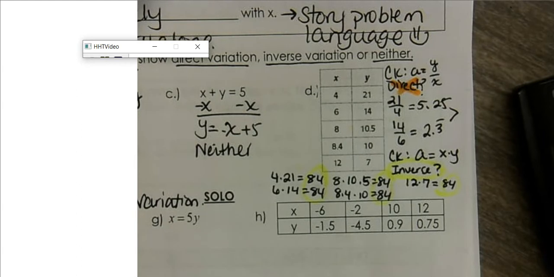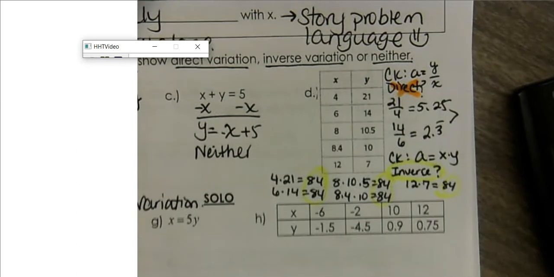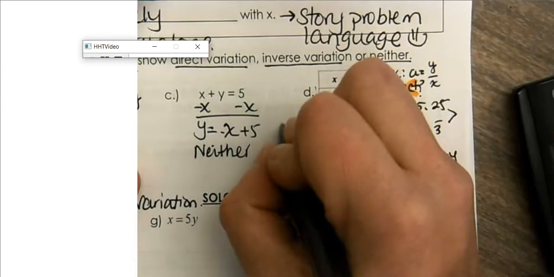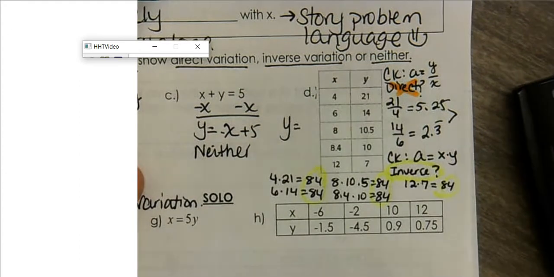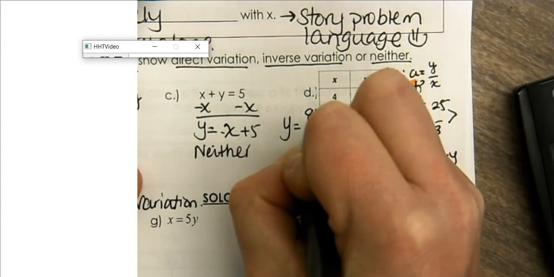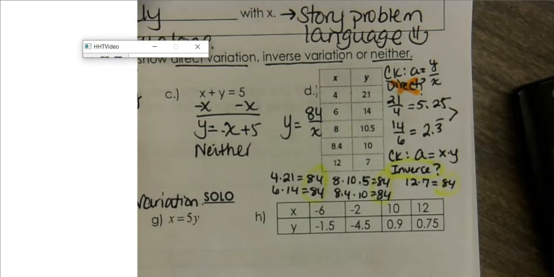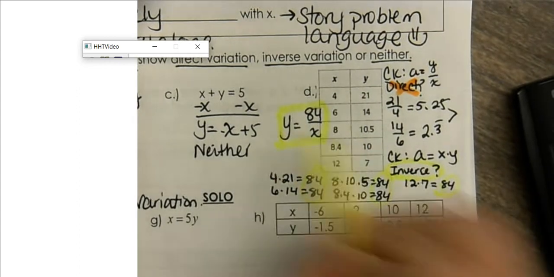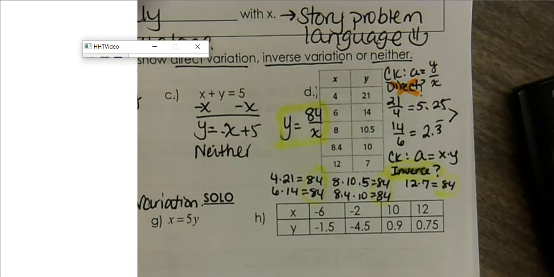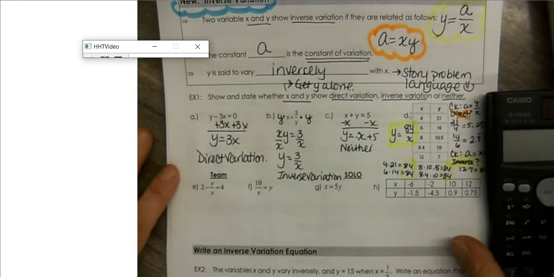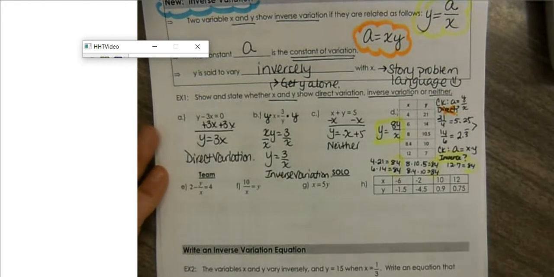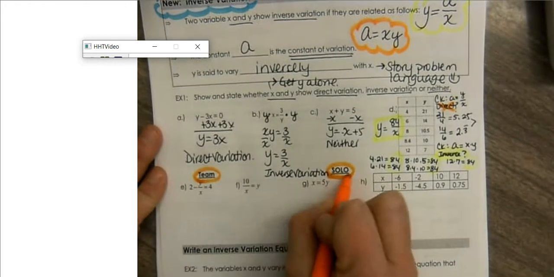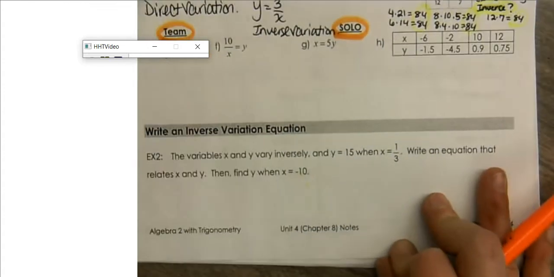So if this problem had asked you to write the equation for inverse variation, we would write it as y equals 84 divided by x. And that would be our answer. And yes, this is going to be an inverse variation. Now, what I would like you to do is please go ahead and try the team and solo questions on your own and be ready to talk about those the next time I see you. Let's go ahead and move on to example number 2.